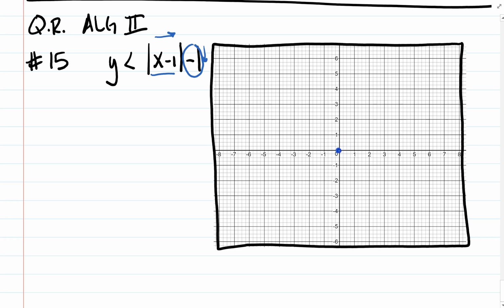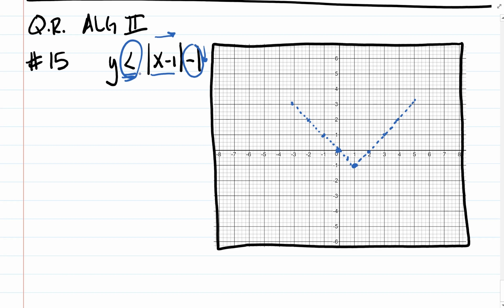So if I have my original absolute value function, which starts at 0, 0 for my vertex, I would go 1 unit right and 1 unit down. And then from here, I would go ahead and draw my graph. So this is the graph of y equals the absolute value of x minus 1, minus 1. And it's a dotted line because it strictly says less than, not less than or equal to, just less than right there.